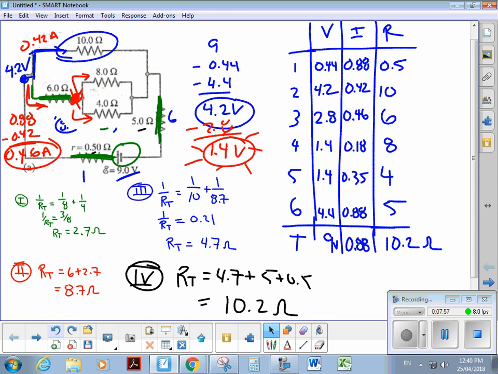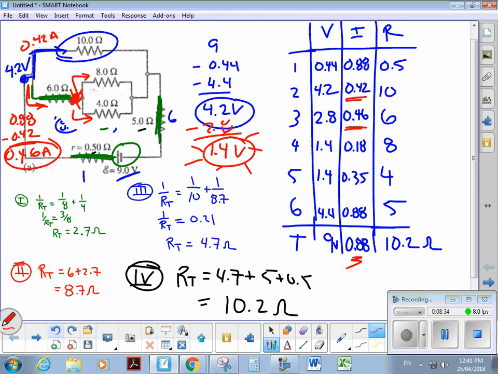Hopefully that clarifies it. The current is the big thing. The current always has to add up to 0.88. So for example, one pathway here is 0.88. When it goes into and splits up here, right here, it has to add up to 0.88. So that would mean that going through the 10 ohm resistor, that current, and going through the 6 ohm resistor, if you add those together, 0.42 and 0.46, you get back to your 0.88.